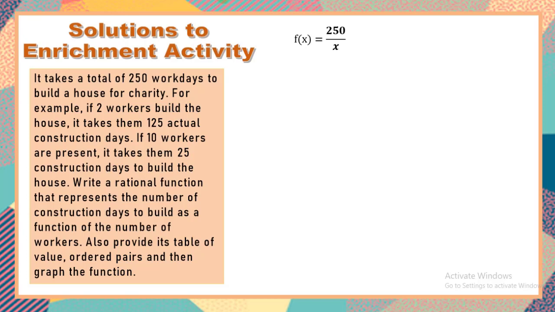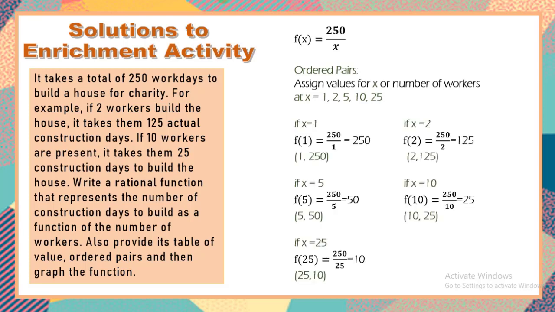Using our function f(x) equals 250 divided by x, let us now determine our ordered pairs. First, let us assign values for x, or number of workers. So for our example, we will have x at 1, 2, 5, 10, and 25. Remember, you are allowed to assign any value for x, but be reminded that it must be a counting number. Okay, so for our solution, we apply substitution.